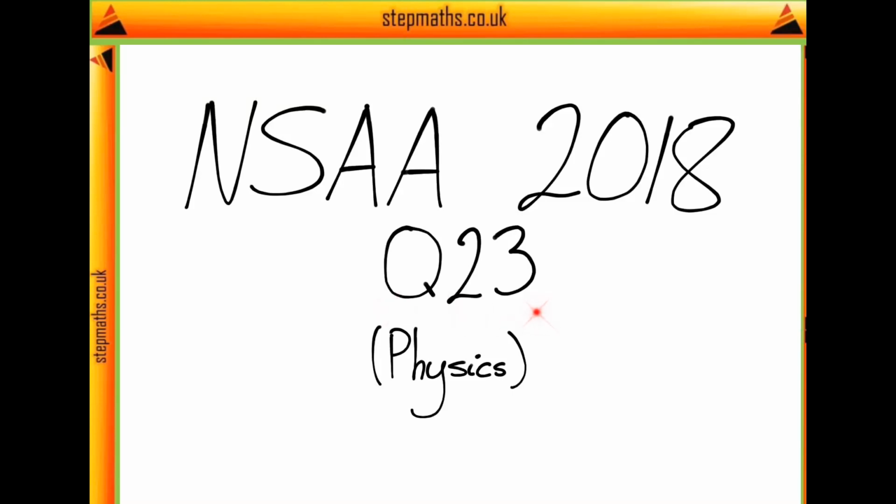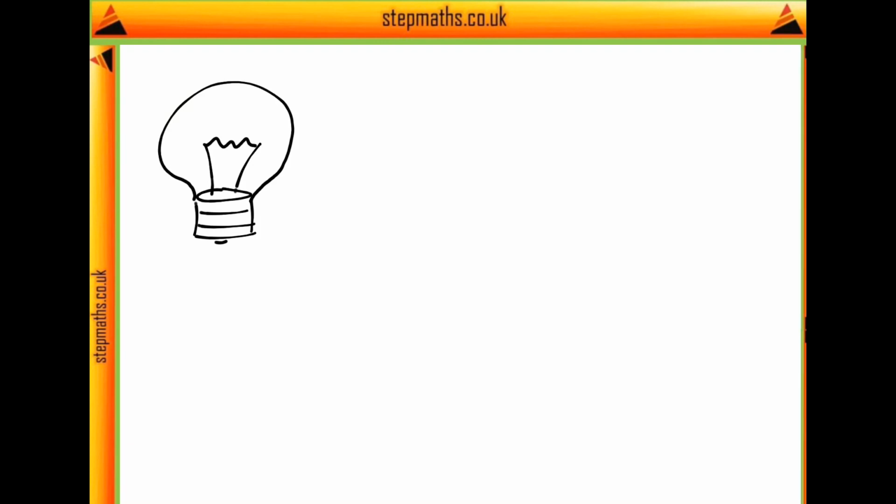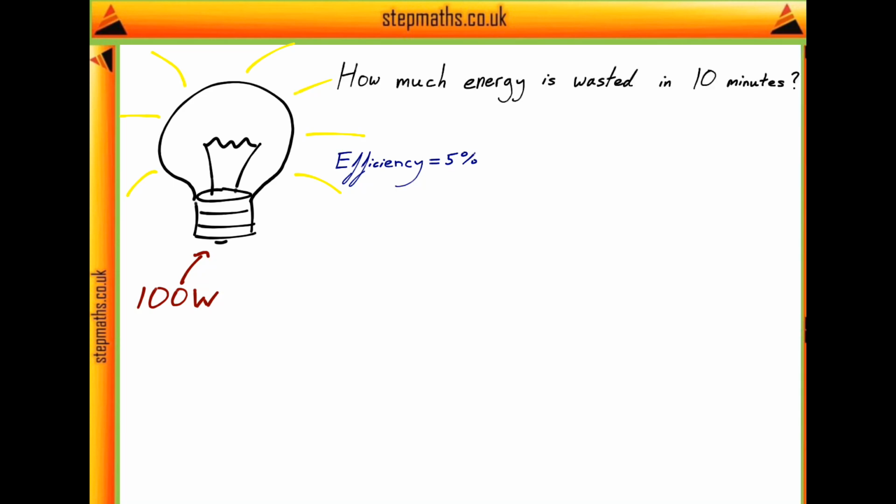Here we're going to look at question 3 from section 1 of the NSAA 2018 paper. In this question, we're told that we have a filament bulb, which has 100 watts of electrical energy going into it, which is being converted into light energy with an efficiency of 5%. We're then asked, how much energy is wasted in 10 minutes?